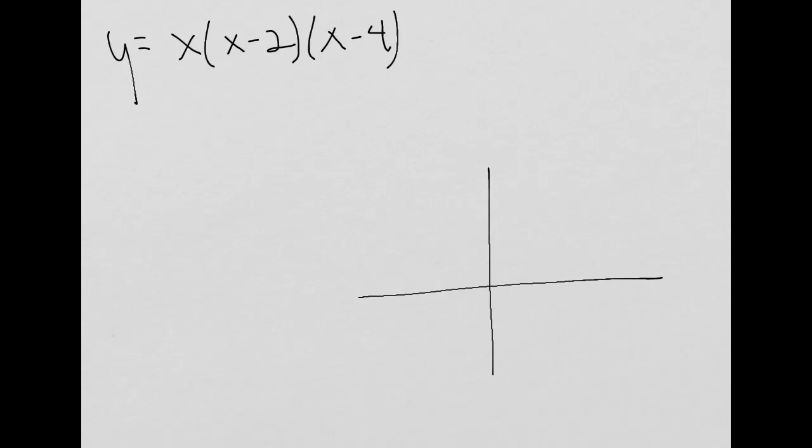This one, I need to graph this thing. I need to label all of the x and y intercepts. So it's actually pretty similar to part B. First thing I need to do is figure out all my zeros.